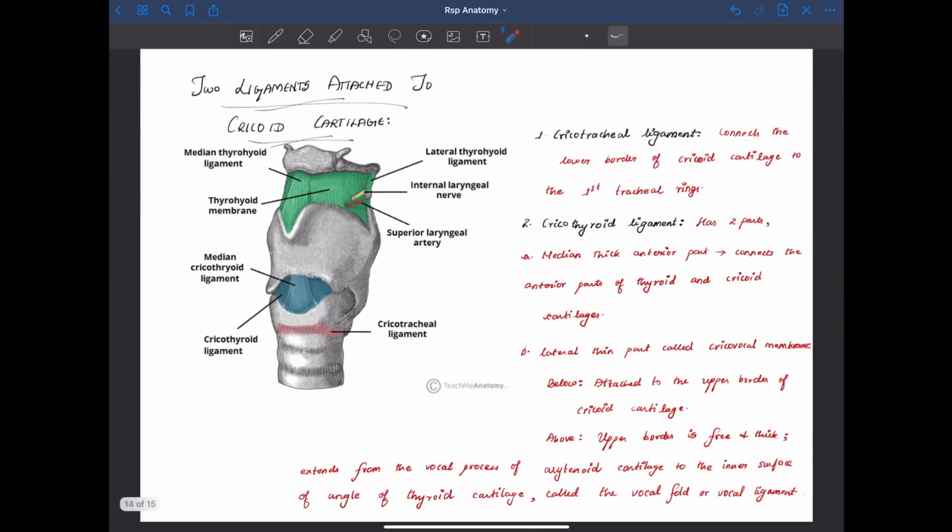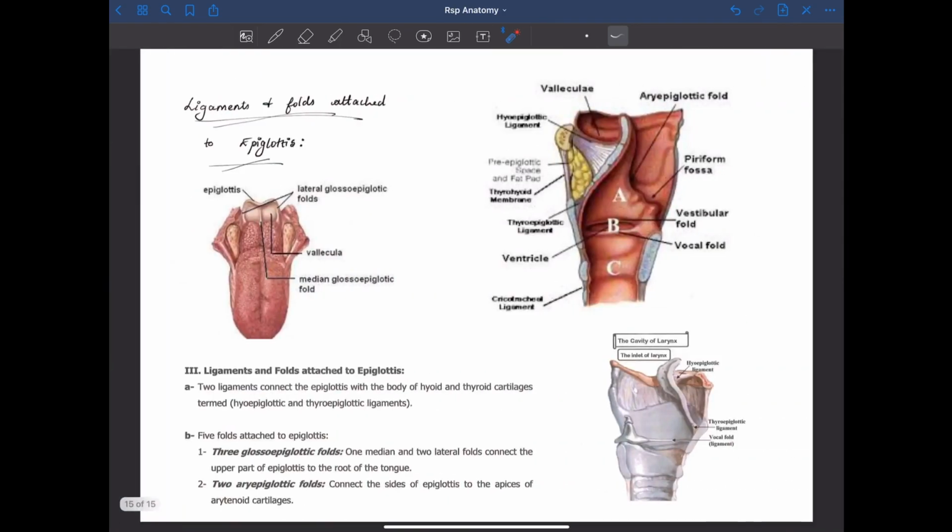Now, this is the same cricothyroid ligament, and this is the cricotracheal ligament. Next we have the ligaments and folds attached to the epiglottis. First we saw the thyrohyoid membrane, the ligaments attached to the thyroid cartilage. Then we saw the ligaments attached to the cricoid cartilage. 2 ligaments were attached. Now we are seeing the ligaments attached to the epiglottis.